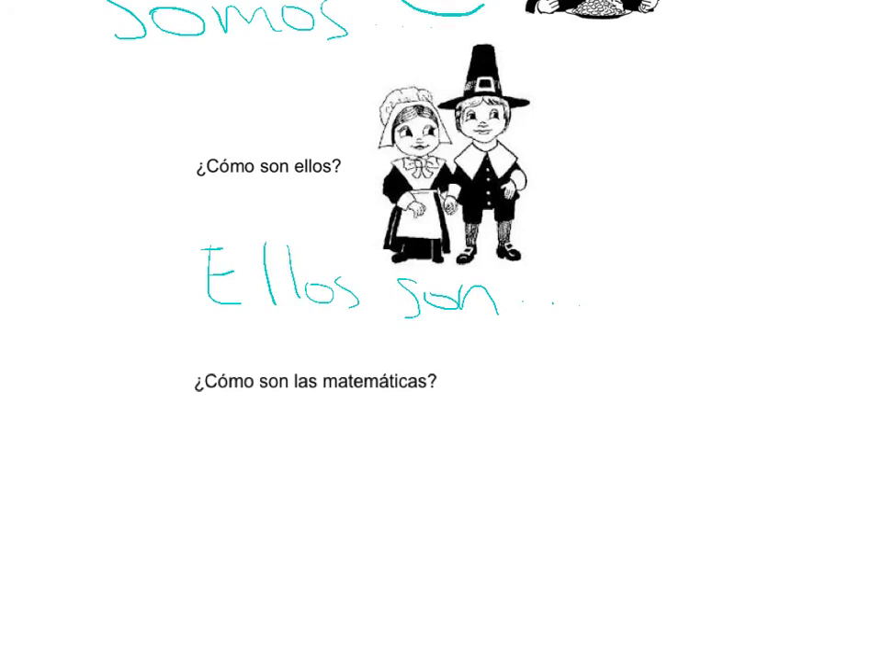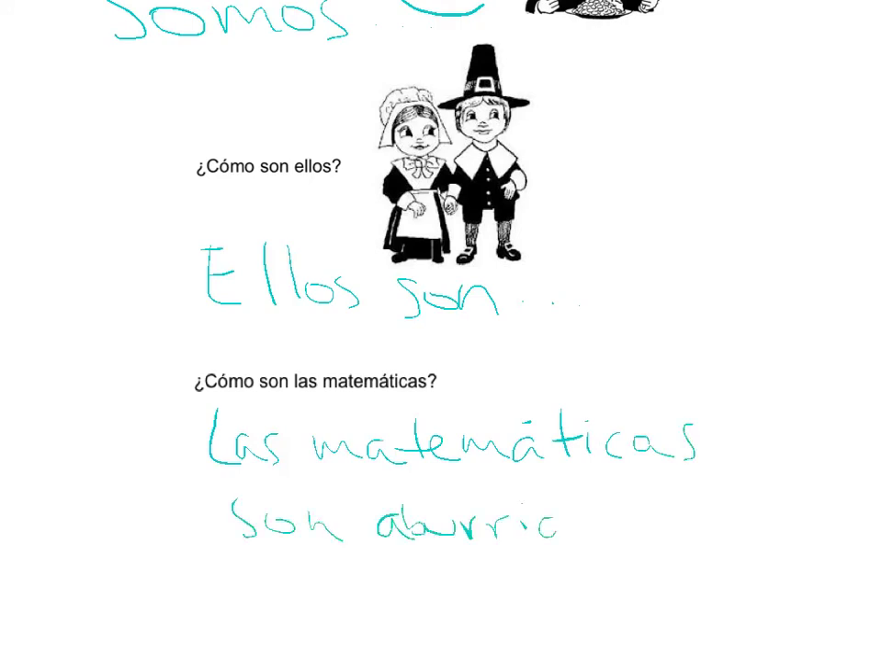Y finalmente, ¿cómo son las matemáticas? Las matemáticas son aburridas. Notice everything matches up here. Everything is plural, and in this case, everything is feminine as well.